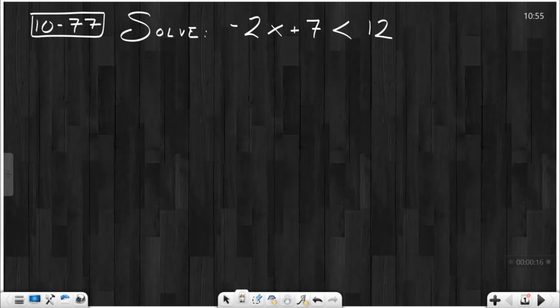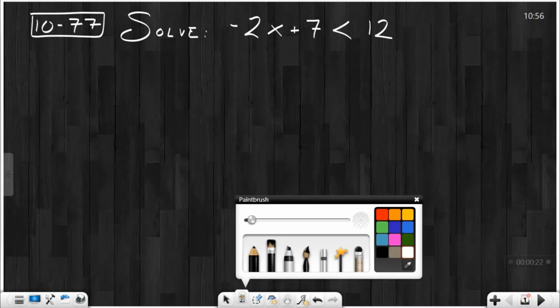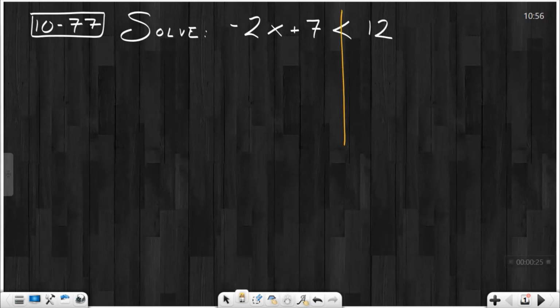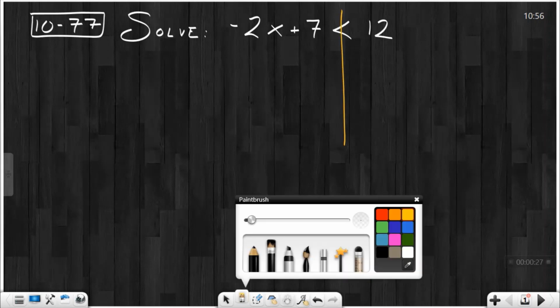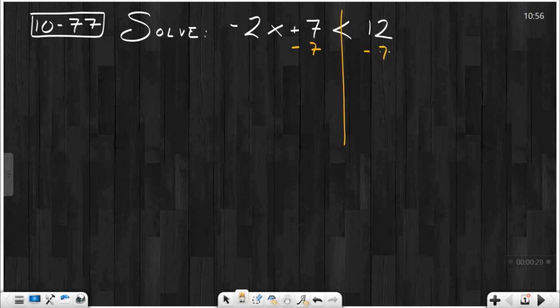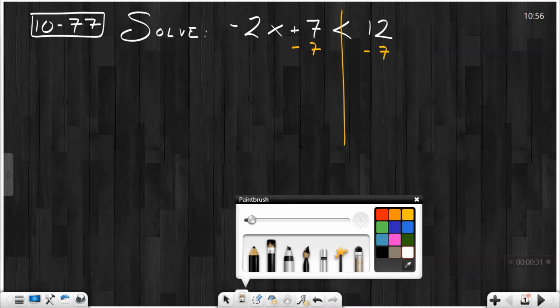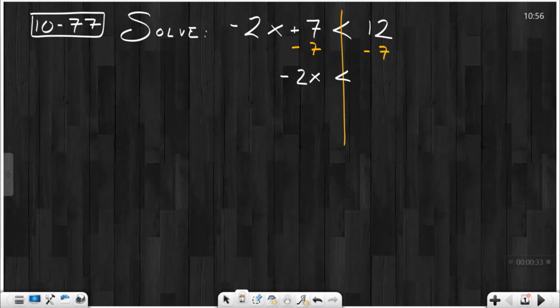So let's start off here with this example, and let's solve this inequality: negative 2x plus 7 is less than 12. To do so, I'm going to draw my line down the center, and I'm going to solve it just like a regular equation, where I'm going to subtract 7 from each side. That gives me negative 2x is less than 5. And then I'm going to divide both sides by negative 2.